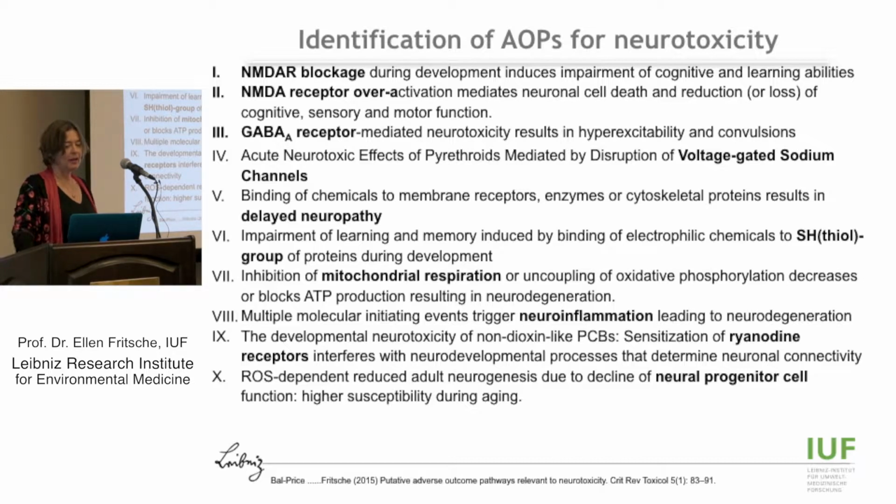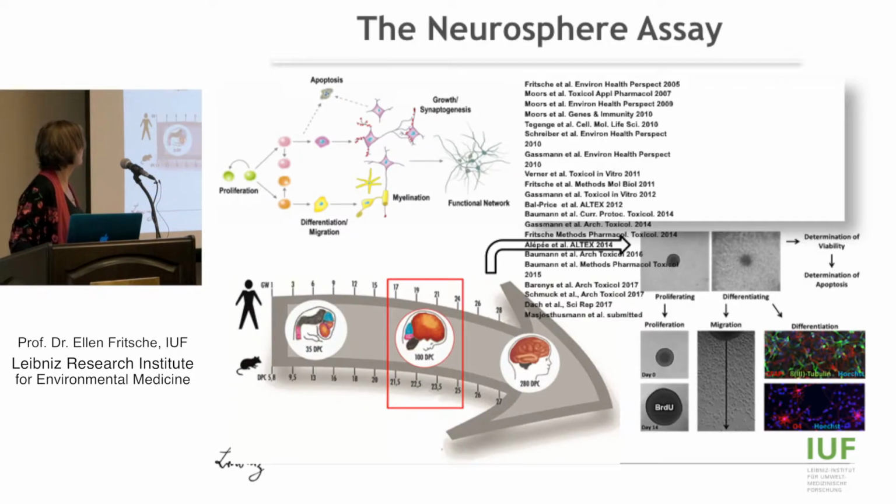So, besides that, after this, I started to think, well, we should use this also for implementing it in our everyday research. And I'll show you what we work with. We actually work with developing brain cells that come out of the fetal period, that can proliferate, migrate, and differentiate. And I'll give you this short introduction so you can understand the putative AOP that we assumed based on our lab work.